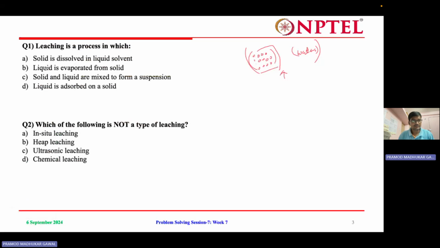So now we can check the options. Solid is dissolved in a liquid solvent. The liquid is evaporated from the solid. Solid and liquid mix to form a suspension. Liquid is added on the solids. So here the solid is dissolved in the liquid solvent to separate out the solute.